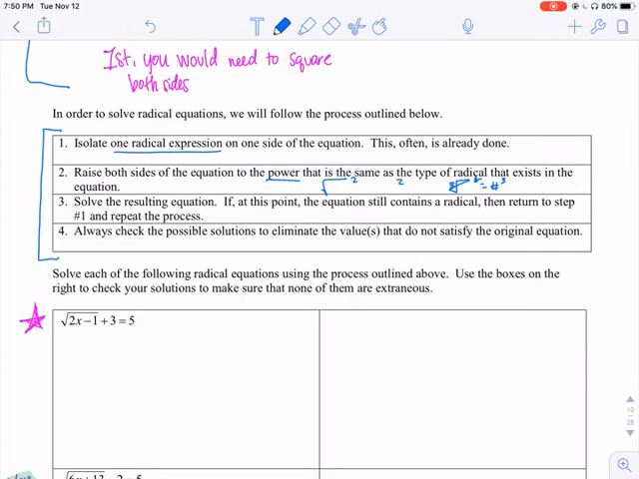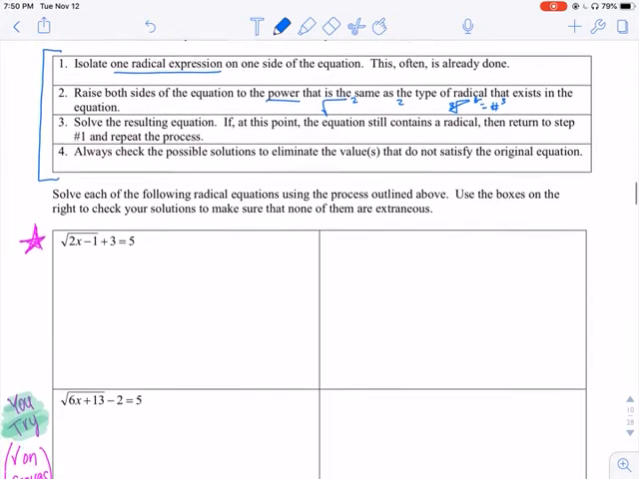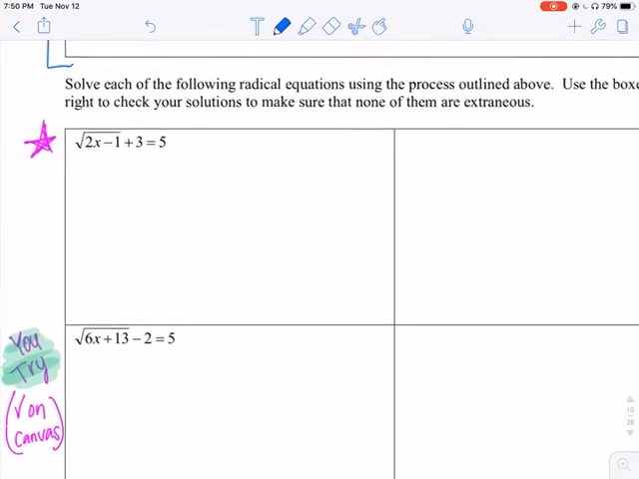And then if there's still a radical, we're going to do the same thing again. So we're going to get the radical by itself and then start over. So we always want to double check our possible solutions to make sure that they aren't extraneous. So we want to make sure that they satisfy the original equation, because sometimes that can happen when we have square roots. So I'm going to go ahead and solve this one.